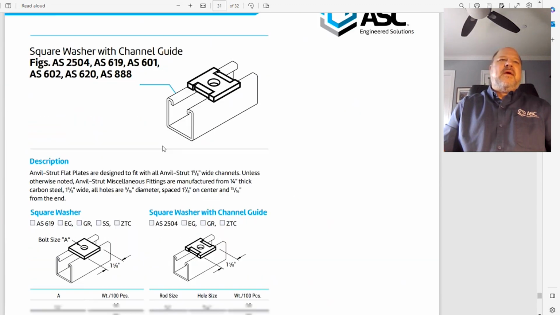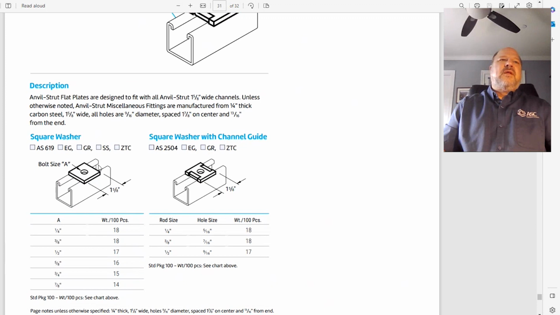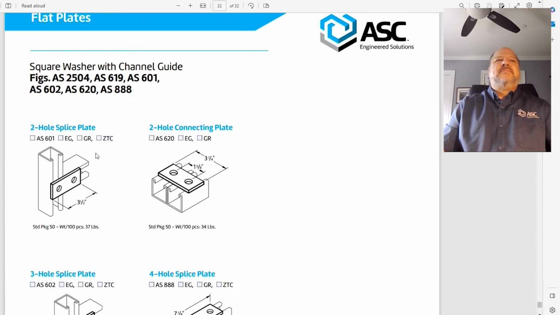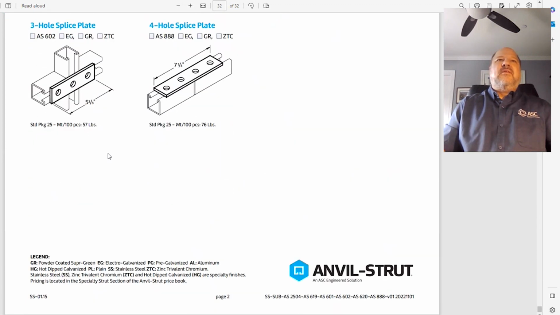And that should be about the end of it. Oh, I think that because I did the Z purlin connection, here is the cut sheet for the AS619. That's our square washer that our testing said you got to put on the back. So to use our detailer, you got to use that. And that is the end of all 32 pages.